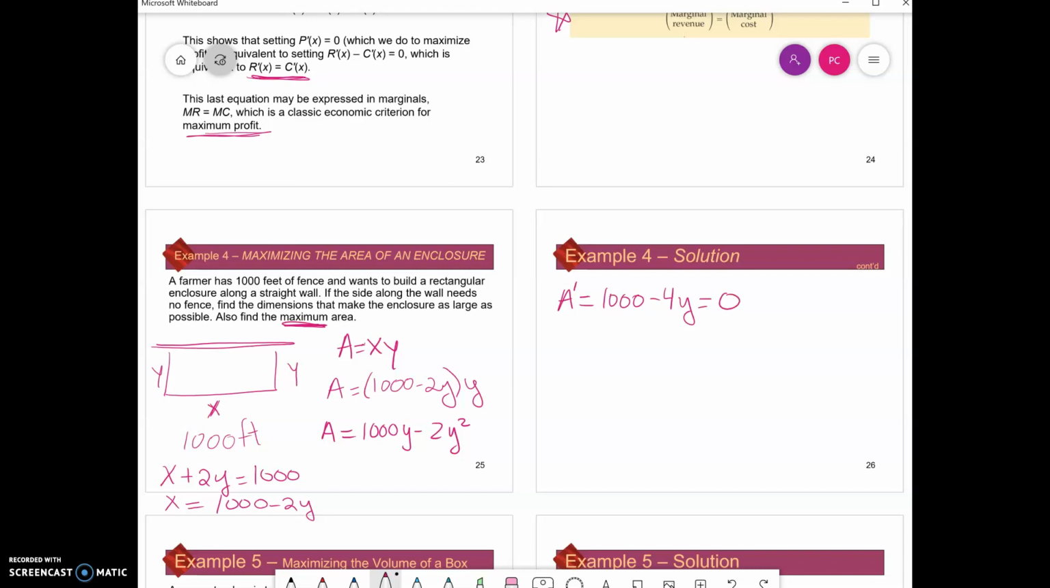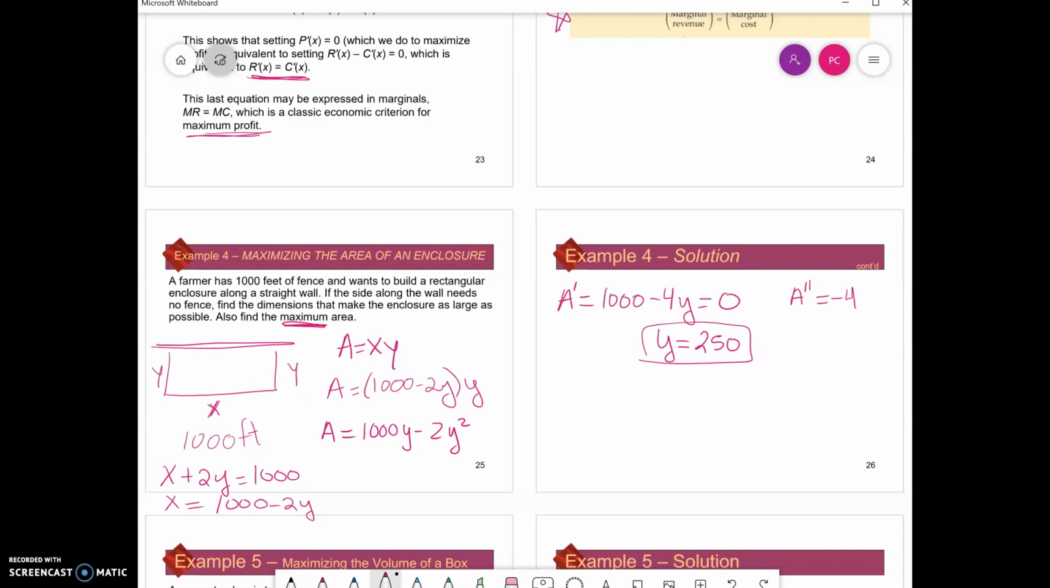All right, if we solve here by subtracting 1,000 and dividing by negative 4, we get y equals 250. So the y value that's going to help maximize this is 250. And we can prove without a shadow of a doubt that this is a maximum by, again, taking that second derivative. A double prime is negative 4, which means it's always negative, meaning this critical number at y equal to 250 is the maximum.